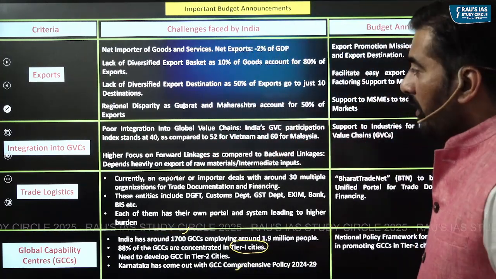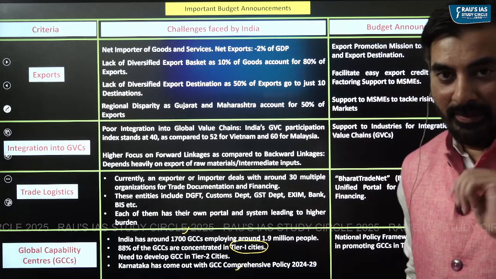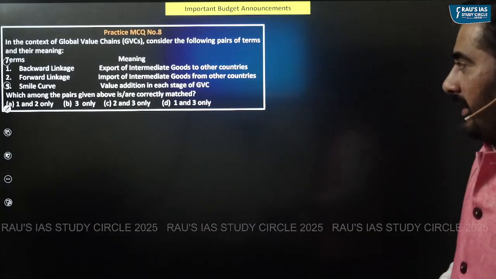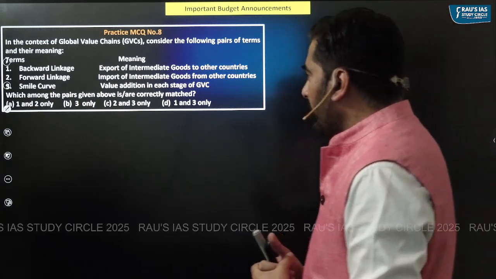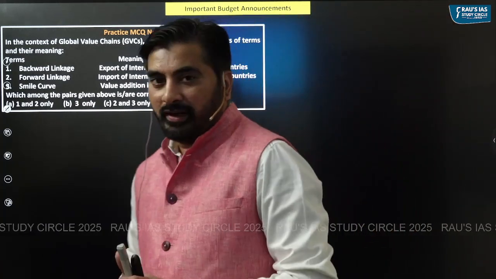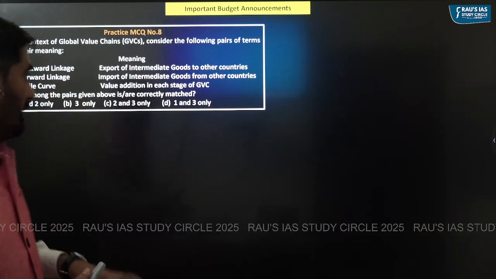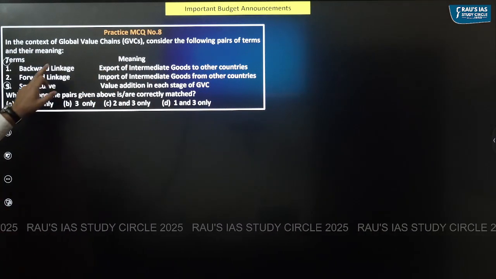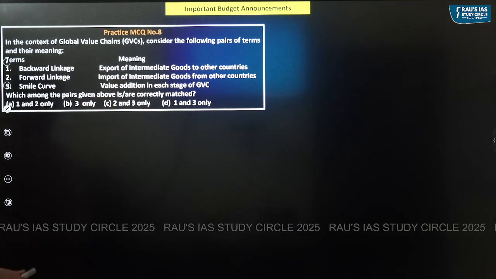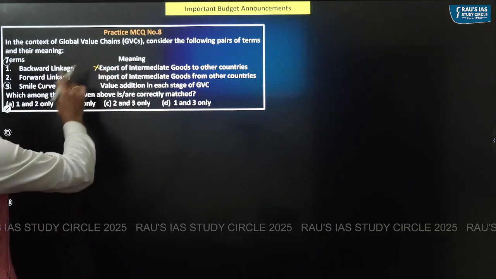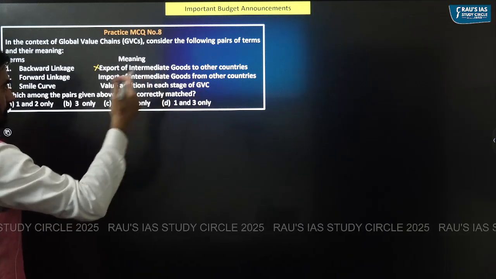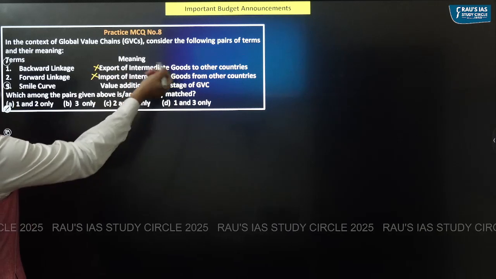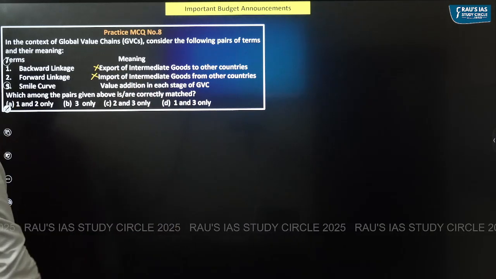Let's see how questions are likely to be asked in your prelims examination from these budget announcements. Look at this. In the context of global value chains, consider the following statements. Backward linkage, consider the following pairs of items. Backward linkage, export of intermediate goods to other countries. No, it is export of finished goods to other countries. Forward linkage is export of intermediate goods to other countries.